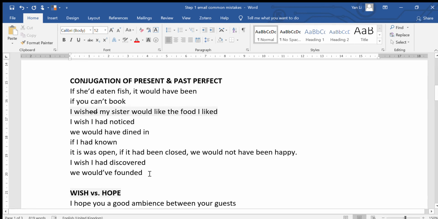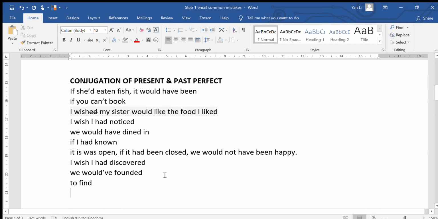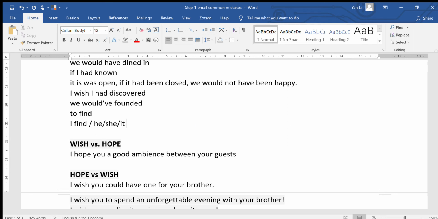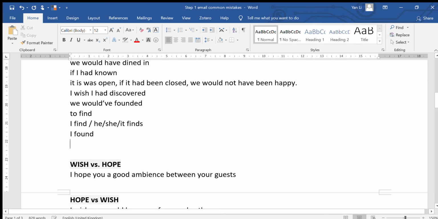Founded. This doesn't make sense, okay? Again, this is a good example of why it's important to learn your irregular verbs. So, I imagine that what this person really wanted to say was something to do with finding. So, to find. Okay, let me scroll a little bit so we have some space. To find, I find, he, she, it finds. Past tense, I found. Past participle, I have found. Find, finds, found, found. So we would have found the restaurant.